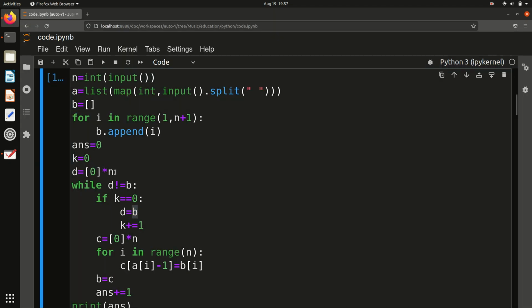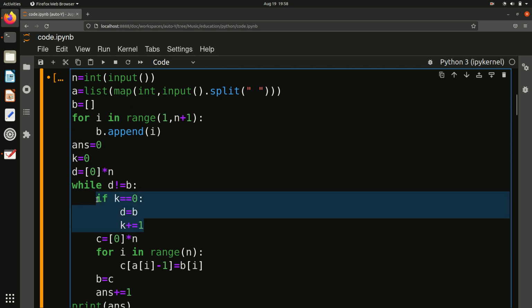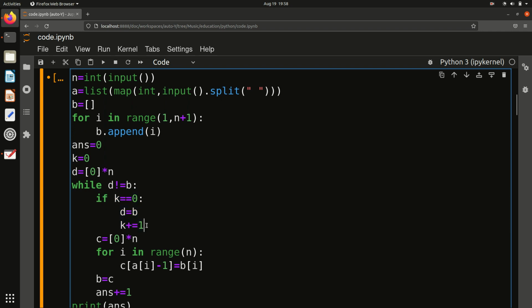Suppose I write D equals B initially, then this while loop will not work because both will be equal. So that's why I kept it different for the time being. But the moment it enters this while loop, with k equals 0, I have changed the value of D to B. So now the value of D will be the original indexing. And then I increase k by 1, k plus equals 1. So this line of code will never run further. This is just for the first time.